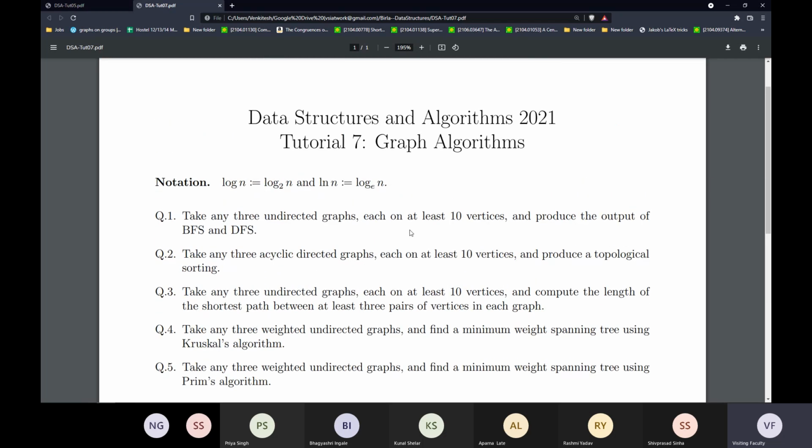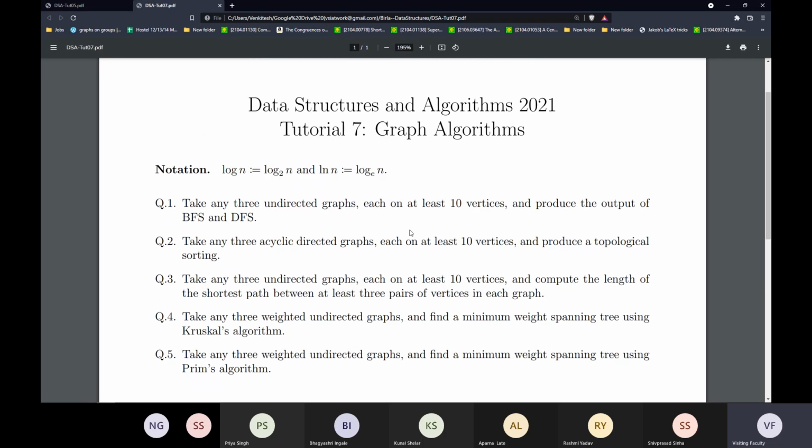So I will not repeat these again. Is that okay? Just go through those graphs and run these on those examples. Is that all right?